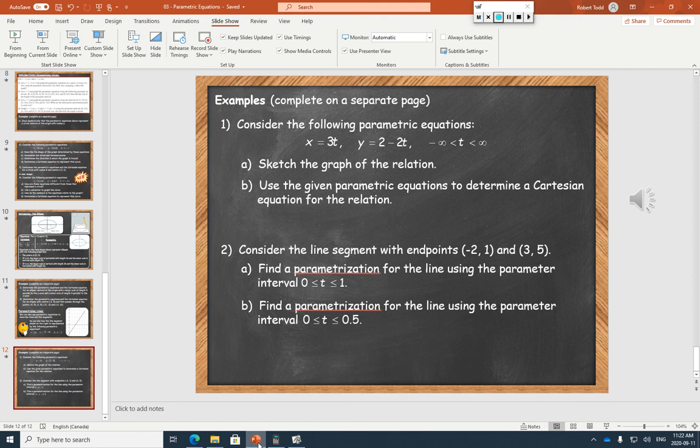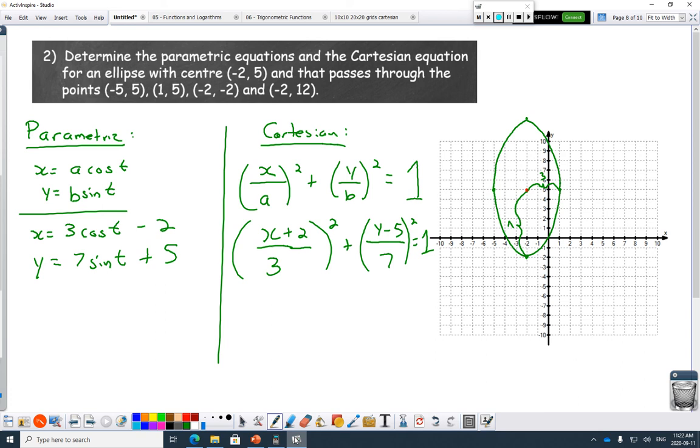Oh, last two examples. 11:35. Got to land this plane. Stop over-explaining.